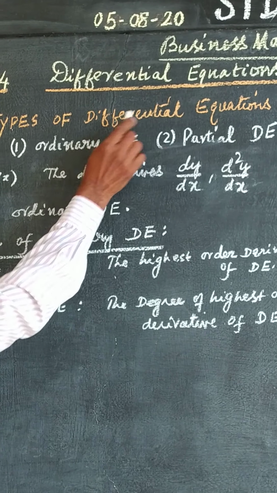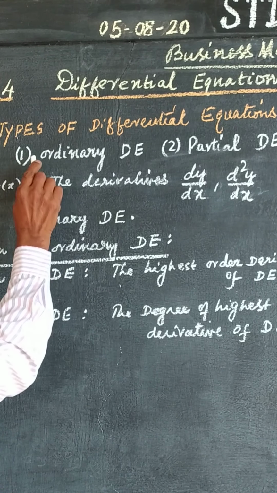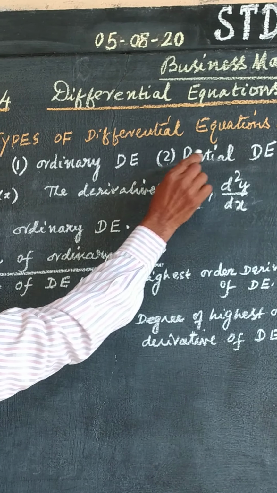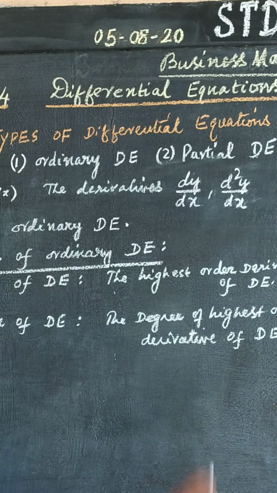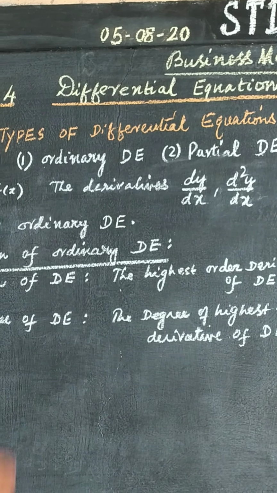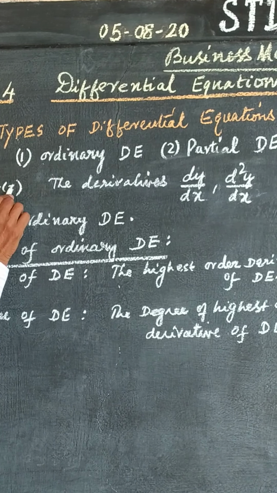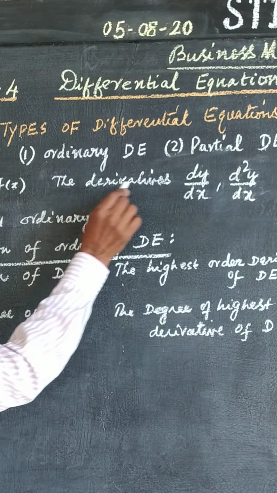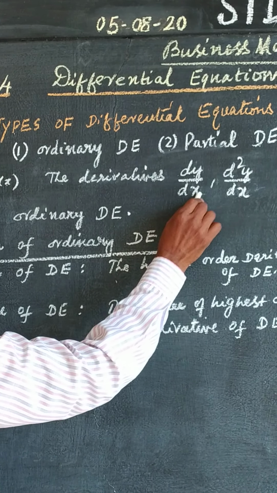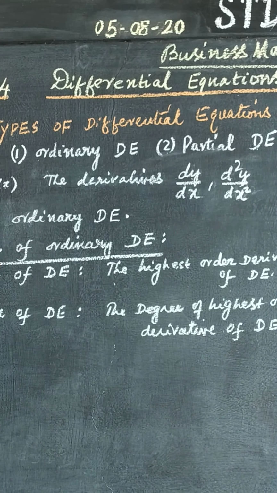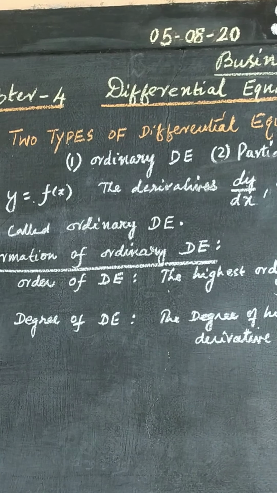Two types of differential equations are there. Number 1, ordinary differential equation. Number 2, partial differential equation. Today we are going to see ordinary differential equation. If y is equal to a function f(x), the derivatives dy by dx and d square y by dx square are called ordinary differential equation.